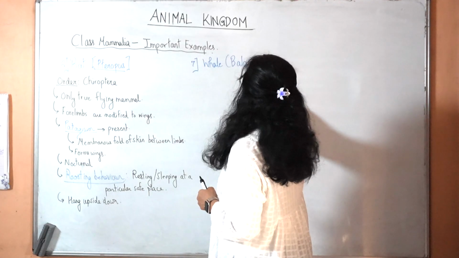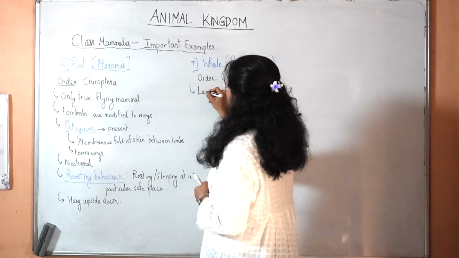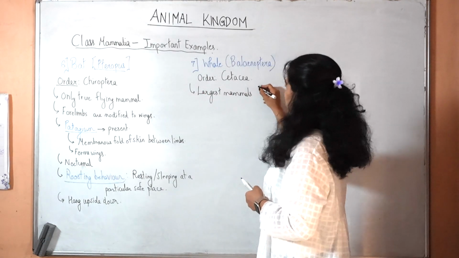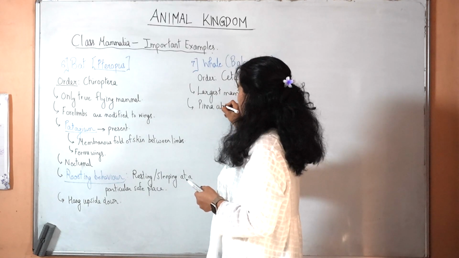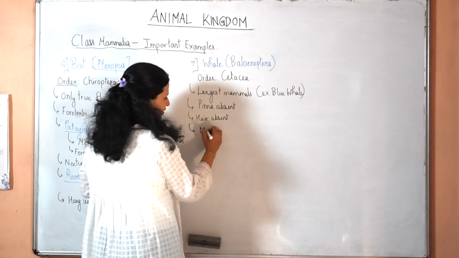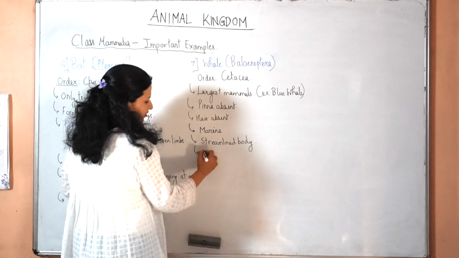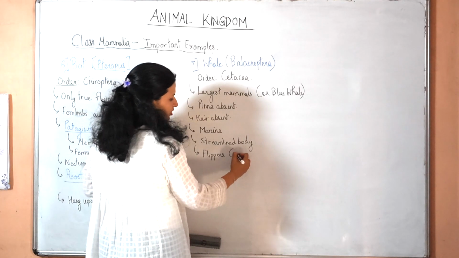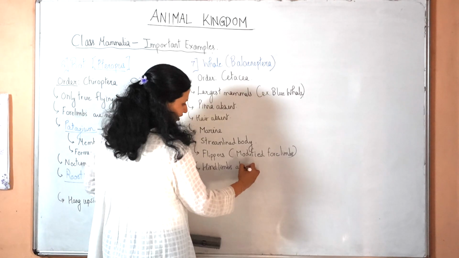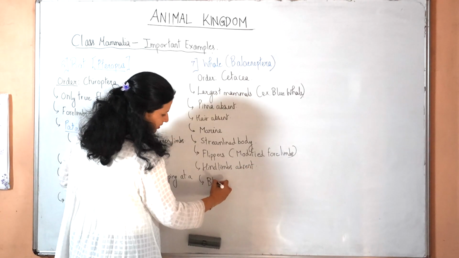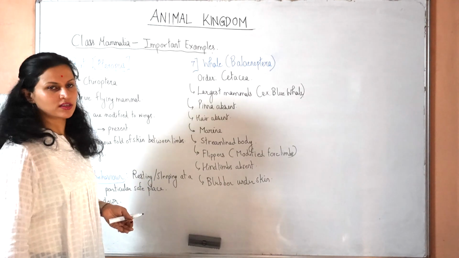Next, whale, baleen. The whales belong to order Cetacea. These are the largest mammals on earth. Example, blue whale is the largest mammal. Pinna is absent. They are marine and they have a streamlined body, an aquatic adaptation. They have flippers, which are modified forelimbs. Hind limbs are absent in them. They have blubber under the skin. They are hunted for their blubber and the oil that is extracted from it.